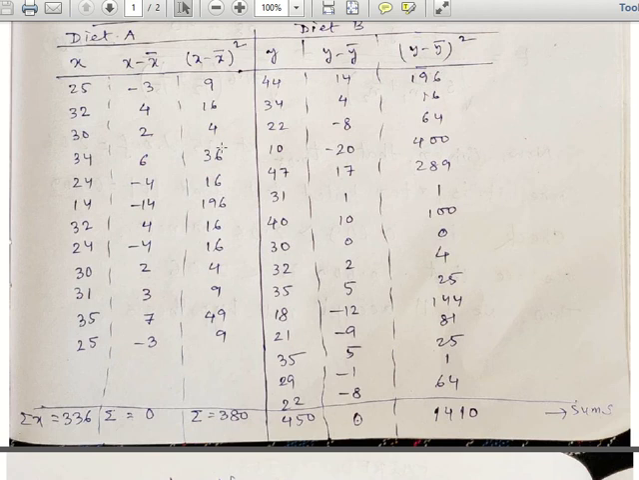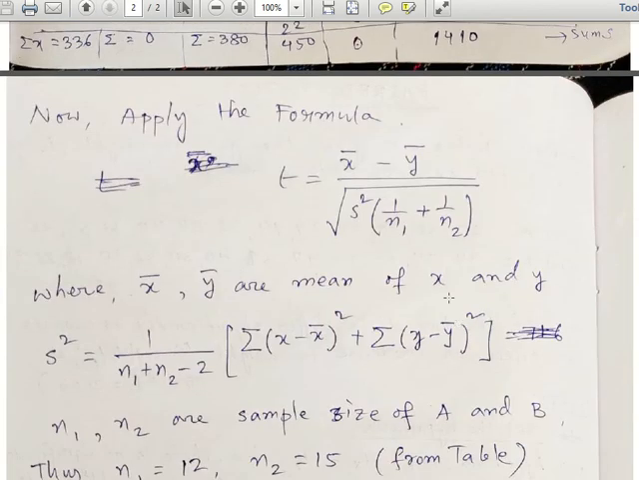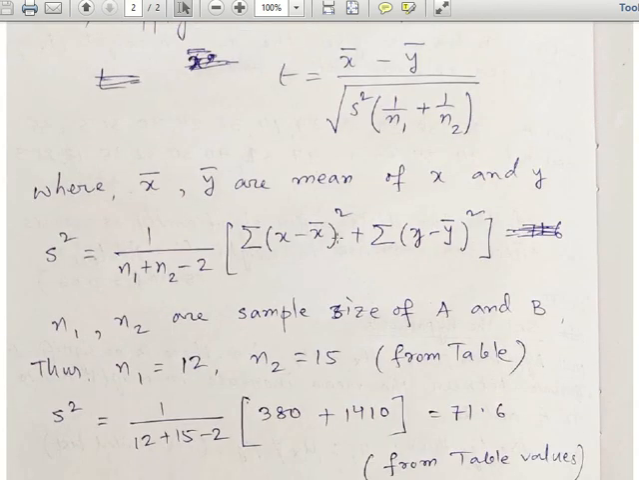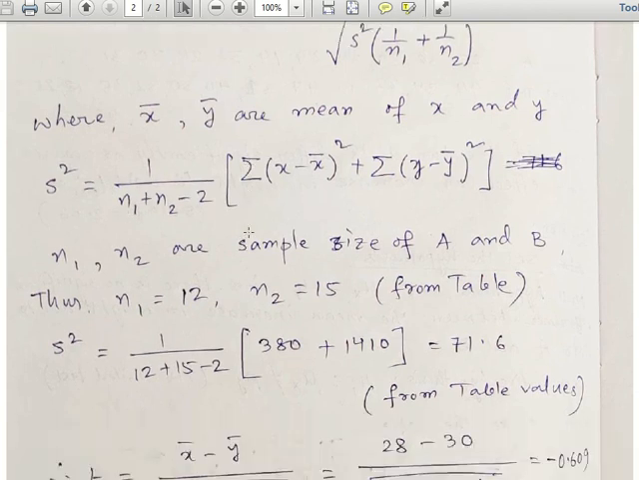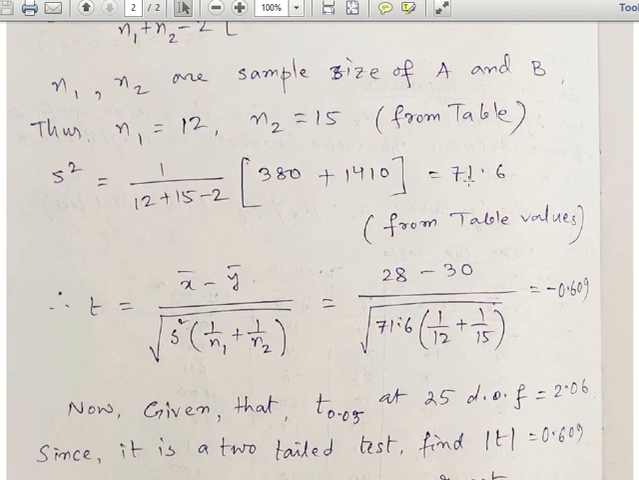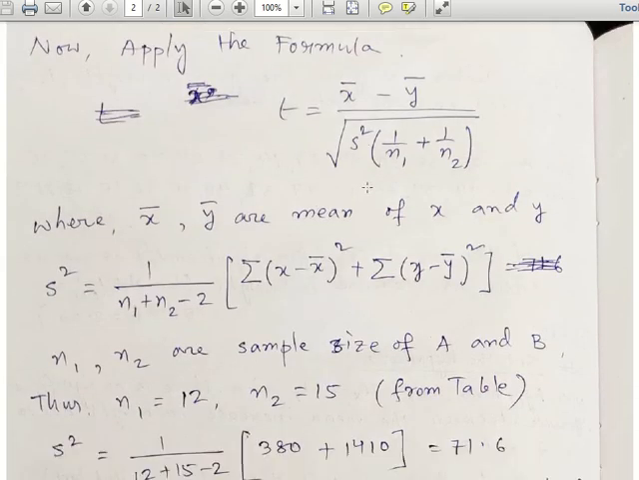These are the values. Add all these values, we will get 380. Similarly, (y minus y bar) whole square, add all these values, we will get 1410. Okay, so just put here the values and find the value of s square. We already know what is the value of n1 plus n2 minus 2. Okay, so s square value is 71.6 from this table. Now find the value of t.